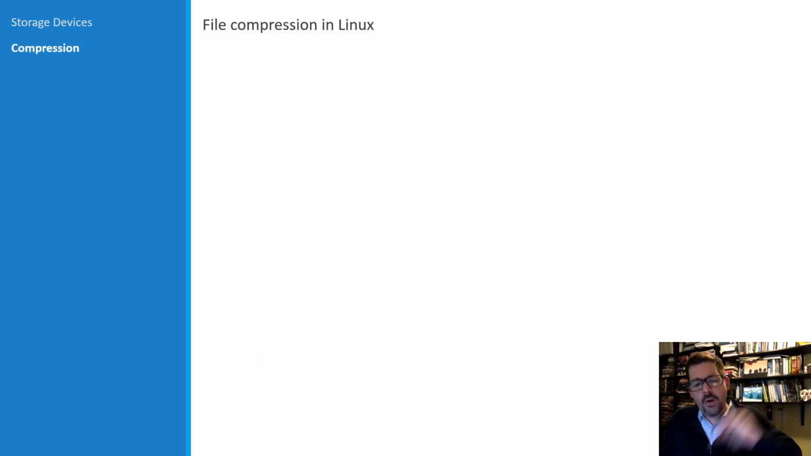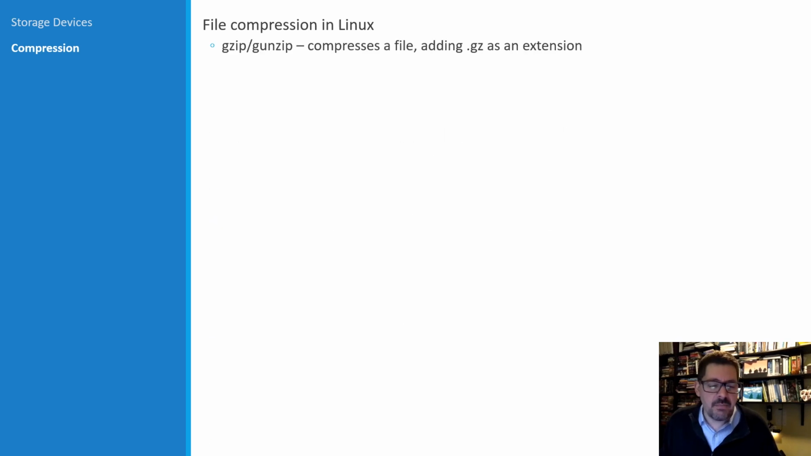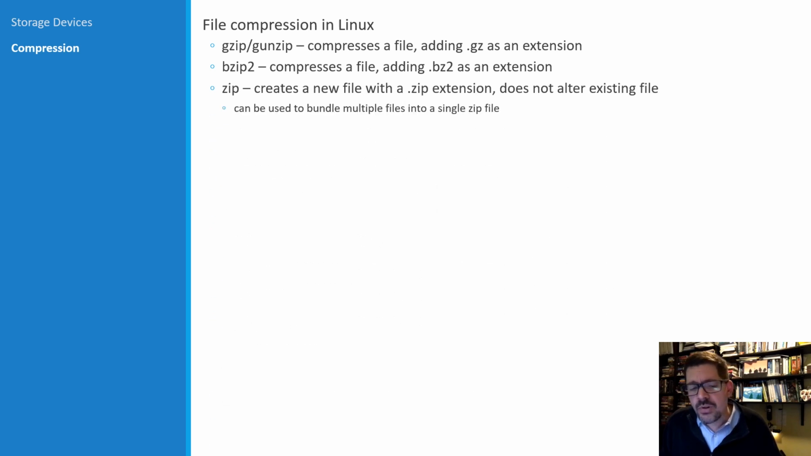Now, one mechanism for file compression in Linux is utilities like gzip and gunzip, bzip2, zip, right? You can install all of these in your lab environment. You can use the yum command and install different utilities for zipping files. You can play with those.